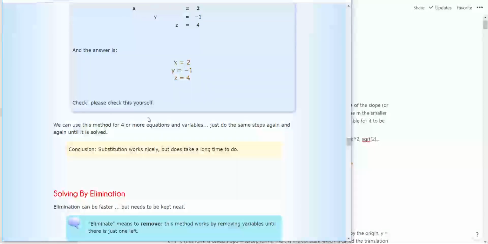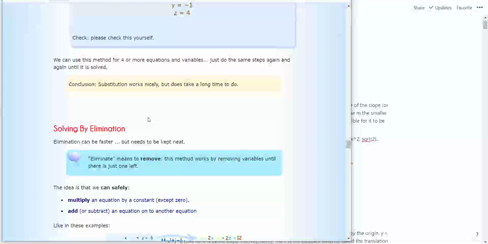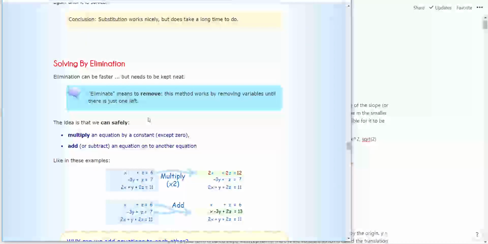We can use this method for more equations and variables, just do the same steps again until it's solved. Works nicely, but does take a long time to do. It does indeed, especially if you have more than 2 variables in the system, it gets super crazy. Can be faster, but needs to be kept neat.